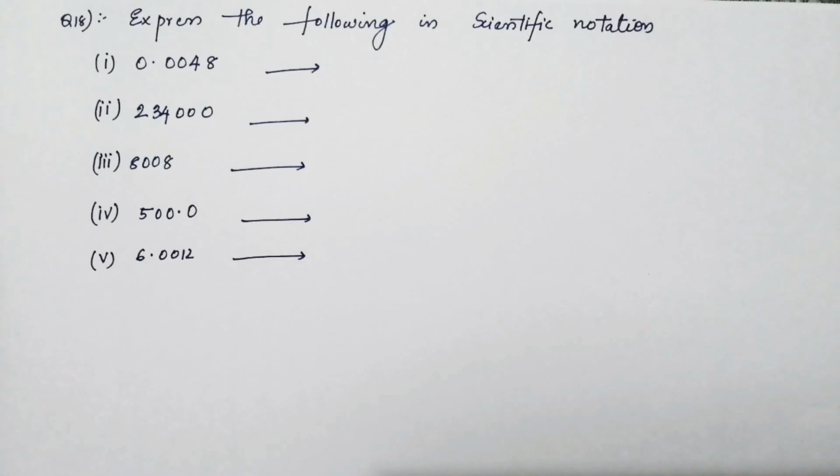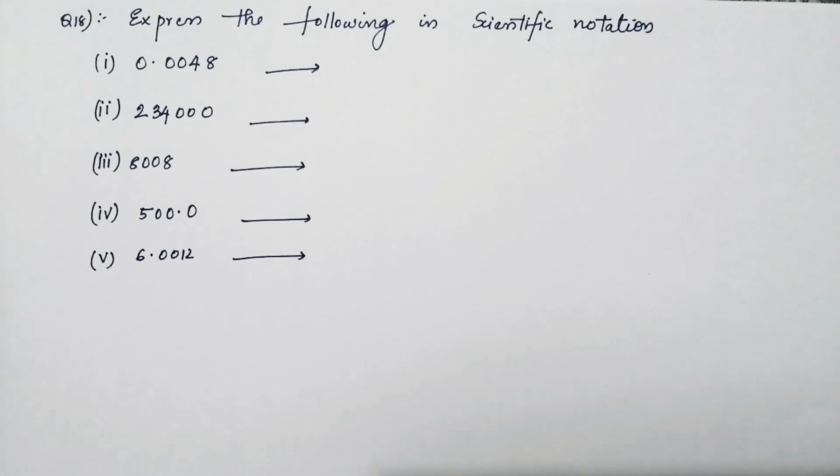Question number 18 says, express the following in scientific notation, and we have 5 numbers. Let us first understand what scientific notation means. We know that in chemistry, we are dealing with atoms and molecules, which have extremely small masses. That means we are dealing with extremely large numbers. It is often difficult to write these numbers on paper.